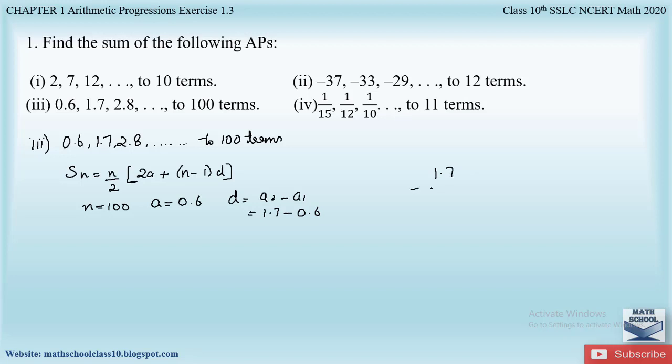So 1.7 minus 0.6. 7 minus 6 is 1, 1 minus 0 is 1. Since the greater number's sign is plus, plus will come here. So d value is equal to 1.1. So let us substitute in the formula.